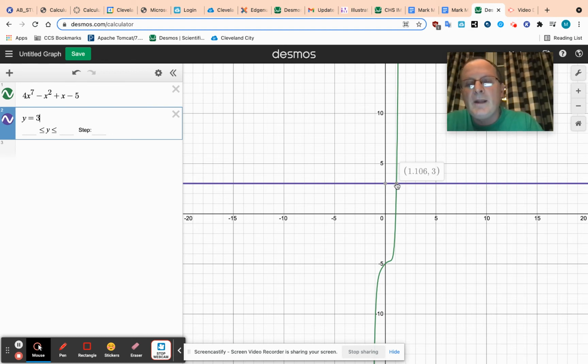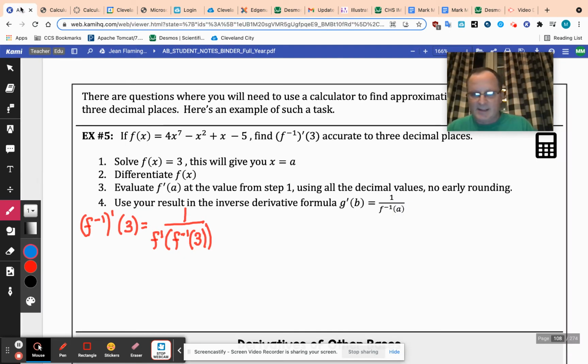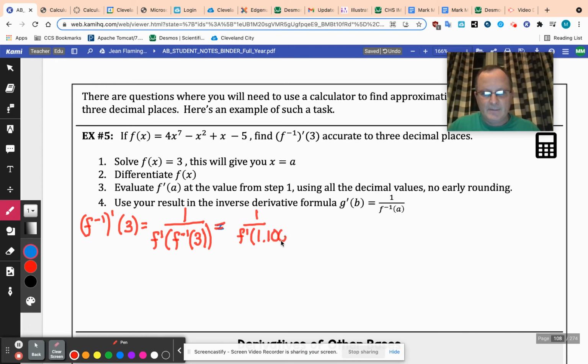So that is 1.106. That is the x value when y is 3, and that is on the inverse. Okay, so 1.106. All right, so this is equal to 1 over f prime of 1.106. Okay, and again, I have f.